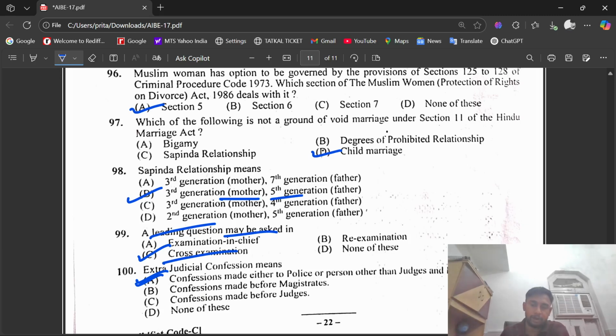And with this we have successfully completed the 17th previous year question paper of AIBE.